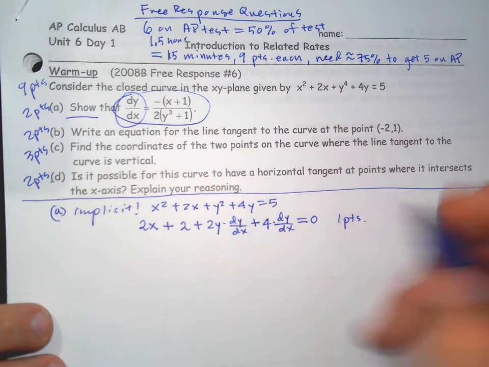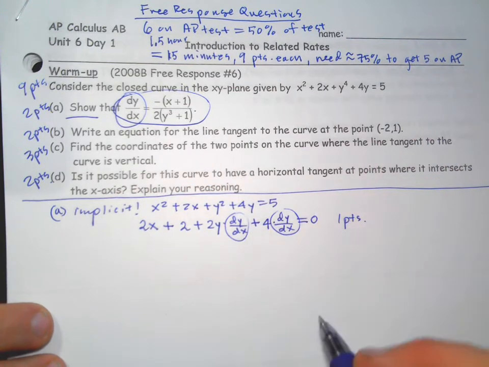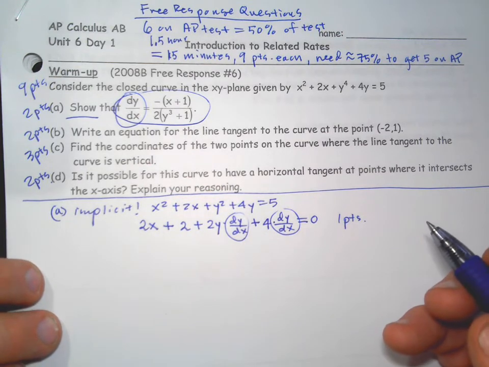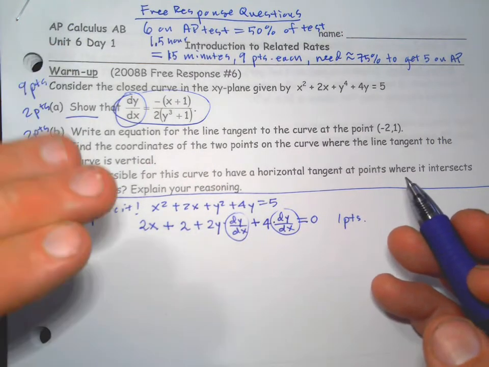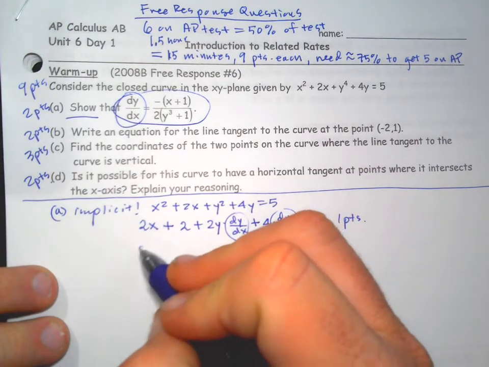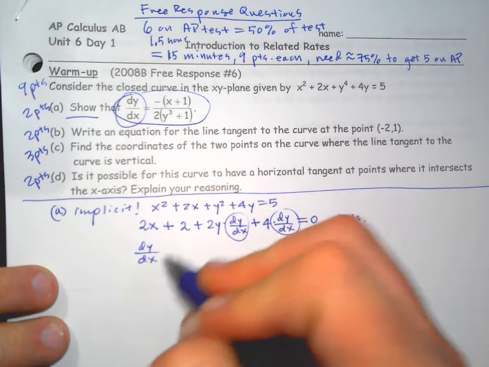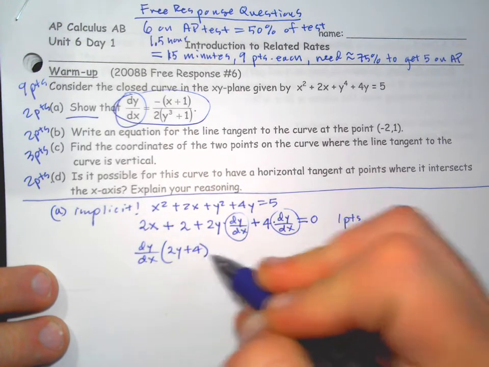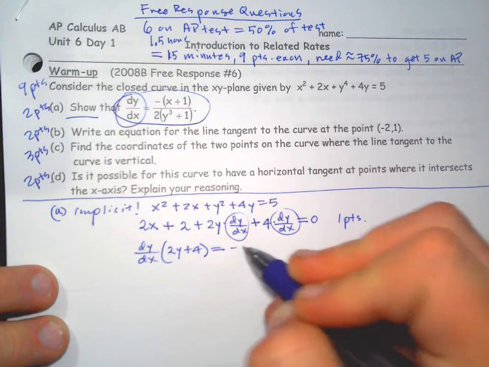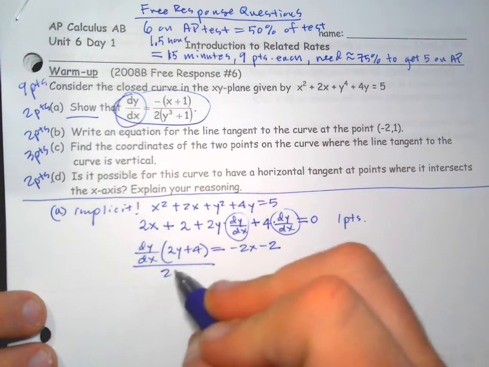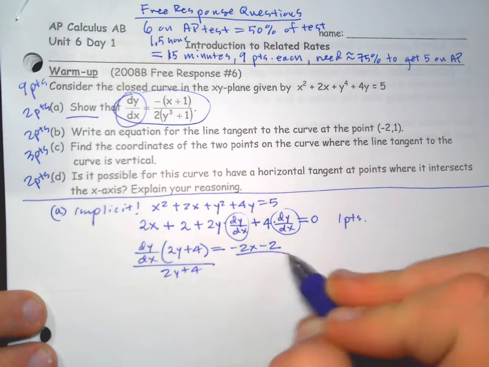Okay? Now, we want to get dy/dx by itself. That's really just going to take a bunch of algebra. I mean, we're kind of done with the calculus here. We're just now solving for an unknown. So I would factor dy/dx out of these two terms, and I'd move the other terms to the other side. So minus 2x minus 2. And then we divide both sides by 2y plus 4.